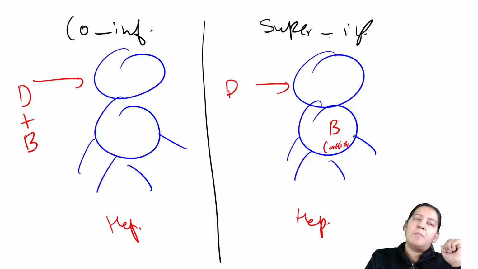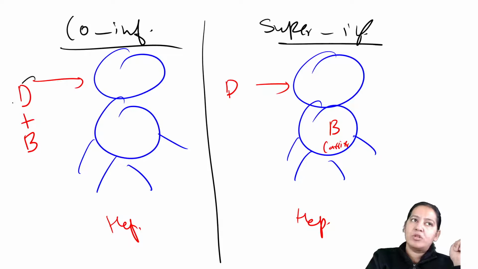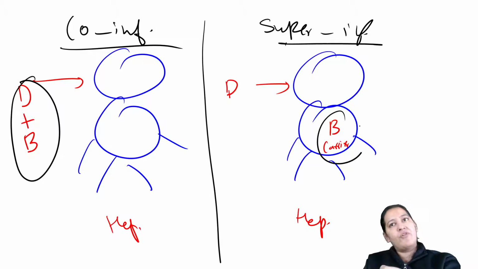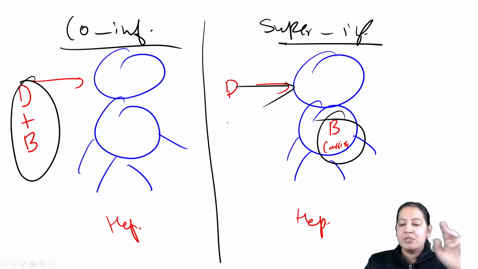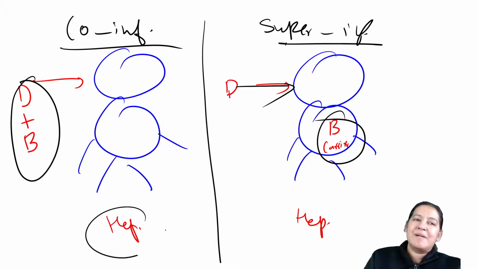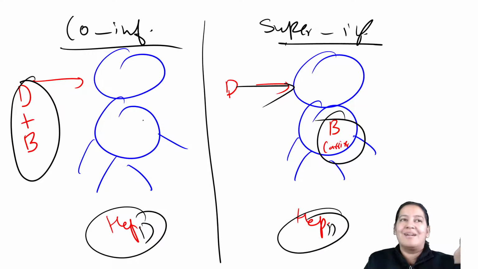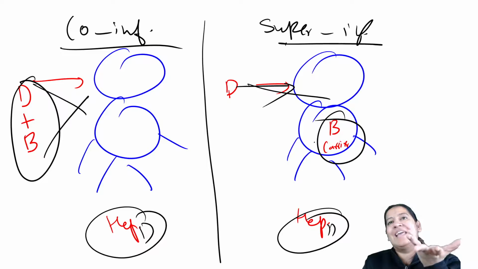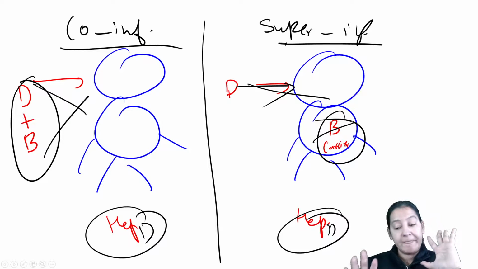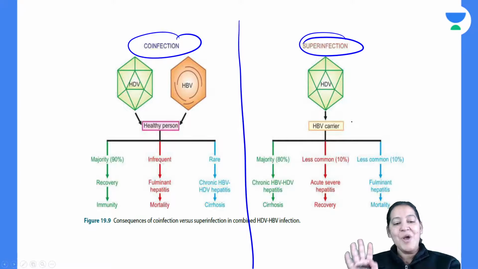Have you understood the terms co-infection and super infection? In co-infection, both are entering together. In super infection, B is already present and D is entering from ahead. So what is the difference? You will say, ma'am, ultimately the person will have hepatitis D. How does it matter if both are entering together or separately? How does it matter for us being doctors? It matters. Why does it matter?